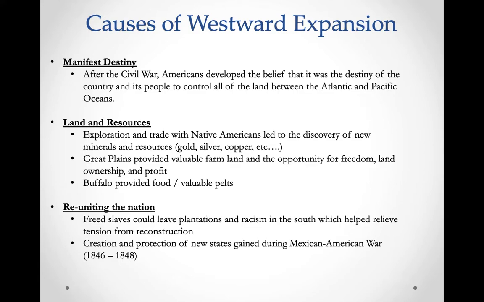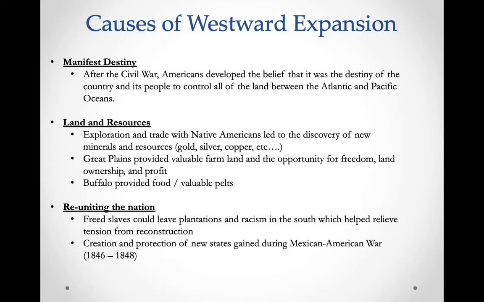The land in the western part of the United States was full of a variety of resources that Americans started to trade with Native Americans. This led to the discovery of new minerals and resources such as gold, silver, and copper in the late 1840s and early 1850s, and led to a significant movement of people into the Great Basin and West Coast in search of these resources. In addition to the resources, the Great Plains provided valuable farmland and the opportunity for settlers to gain freedom, land ownership, and to make a living farming and selling crops.